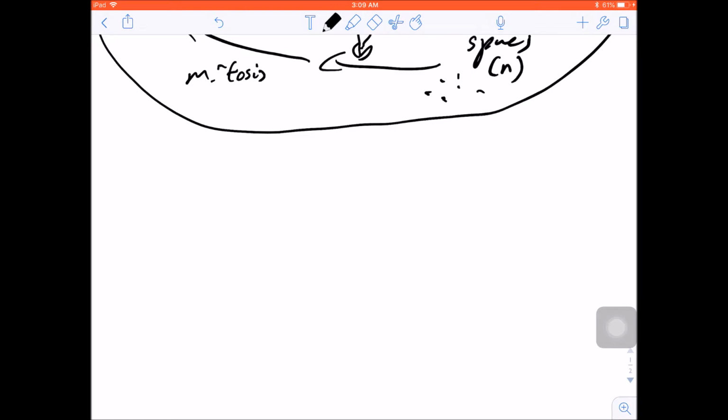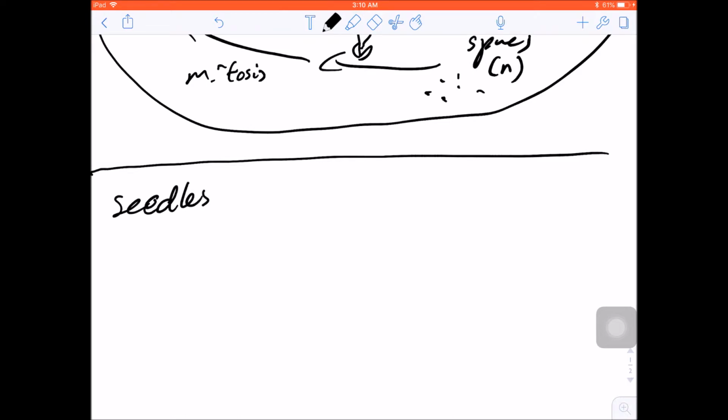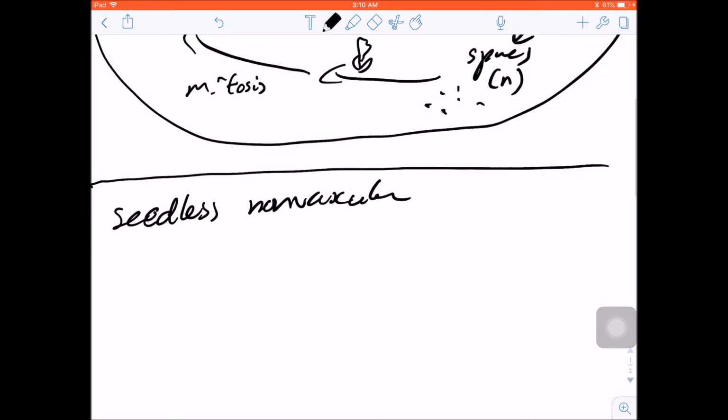Beautiful. So today we're going to talk about seedless non-vascular plants. This is the first part of this video diary that I'm going to go over. Okay. Seedless non-vascular plants come in two flavors. You got the moss and liverworts. Again, we already went over this. Just refreshing your memory.